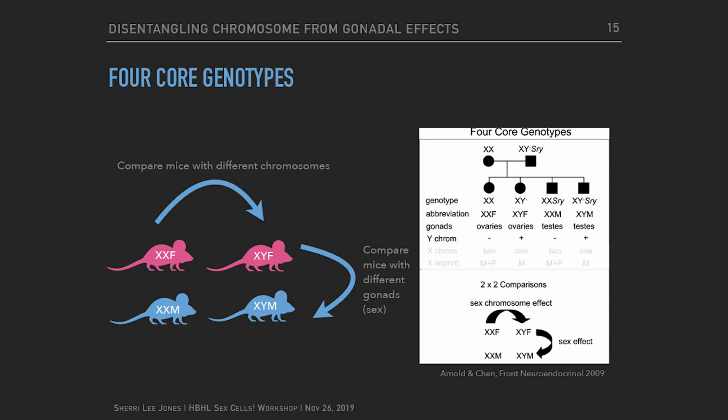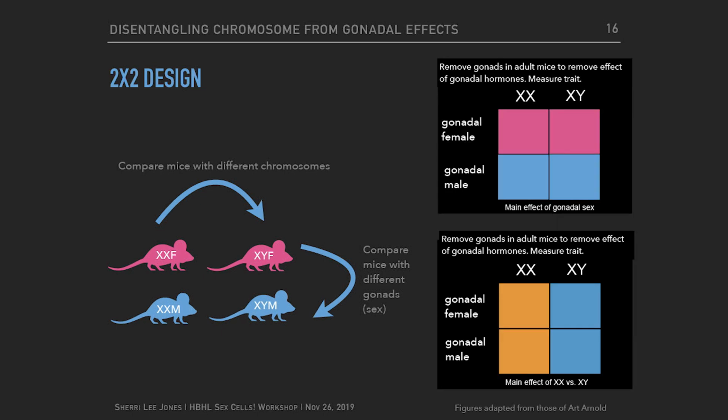And if there's a difference, then you have a chromosome effect. And you can compare mice with the different gonads, so the female gonads versus the male gonads. And if you have an effect, then you say it's a gonad effect or sex effect. This is the same thing represented in different colors because sometimes we just want to see it a few different times. Okay, so it's exactly the same thing I just said.